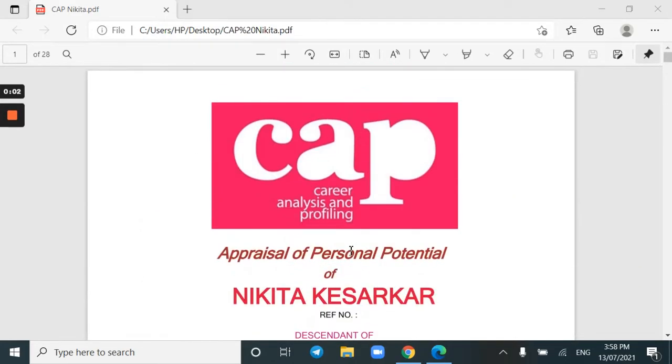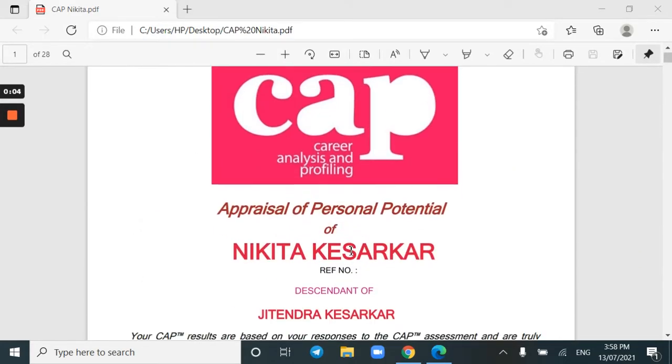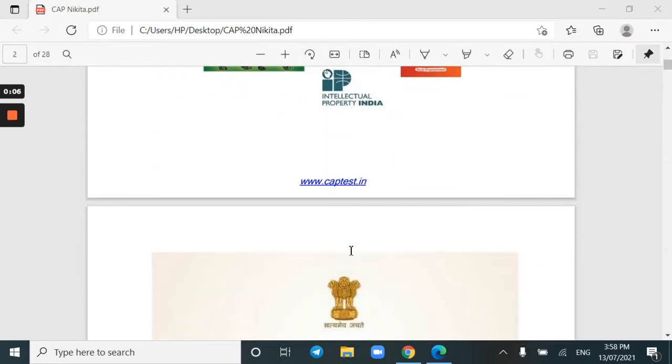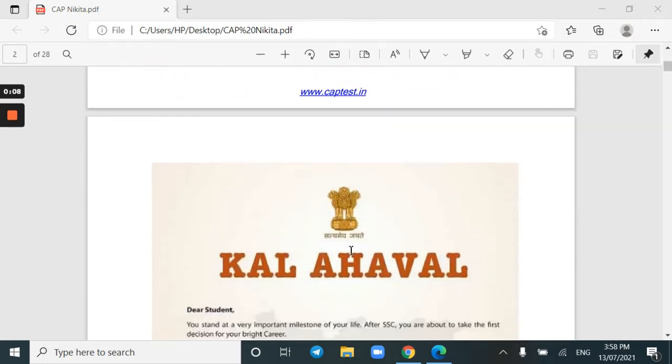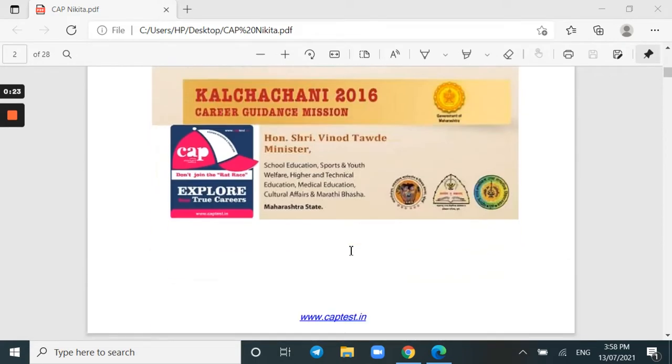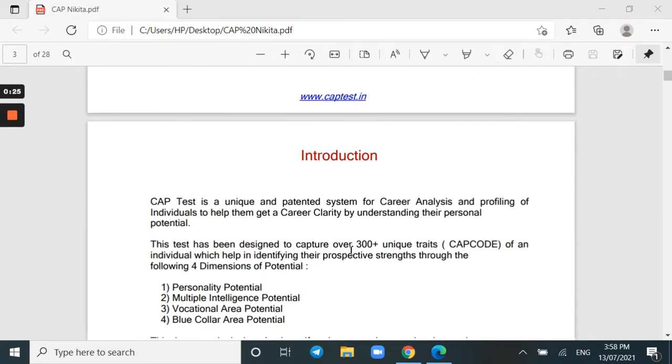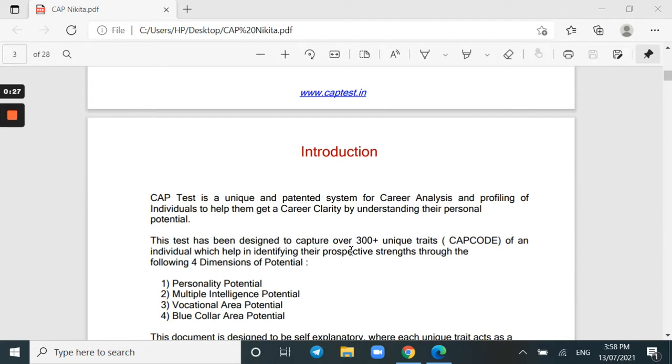So today we are going to look at how to understand the CAP report. This is one of, basically, a random student that we've selected, and this is going to talk about how we have to understand the CAP report while getting to know the various aspects about the sections of the CAP report. So the first two pages are generic pages which talk about the CAP test and the approvals and the patents that we have.